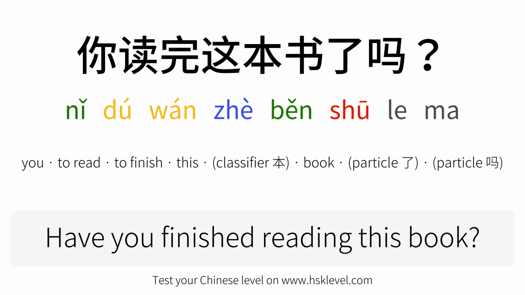Today we are going to analyze a very common and useful sentence in Chinese. 你读完这本书了吗? This sentence means have you finished reading this book, in English. Let's break it down chunk by chunk and see how it works.